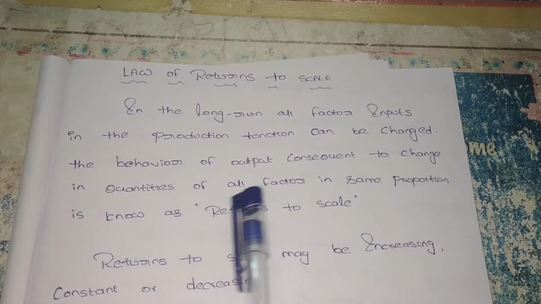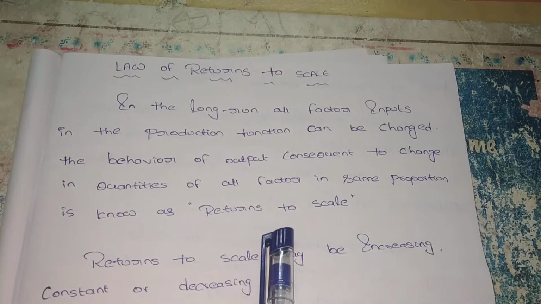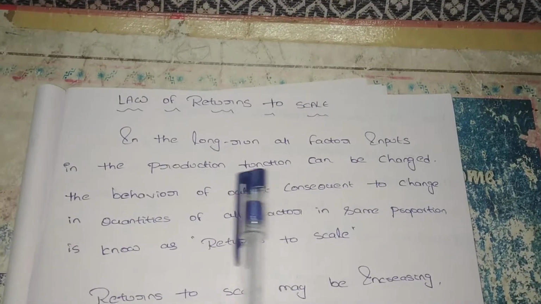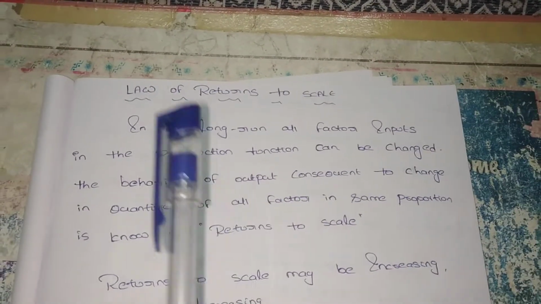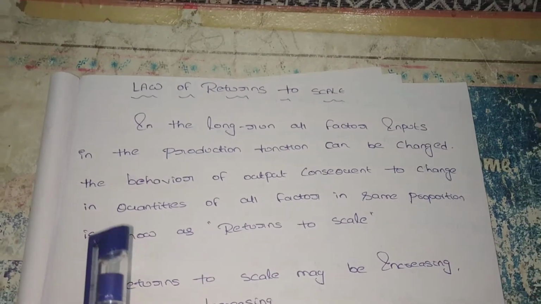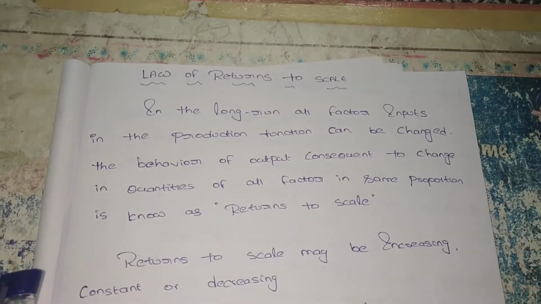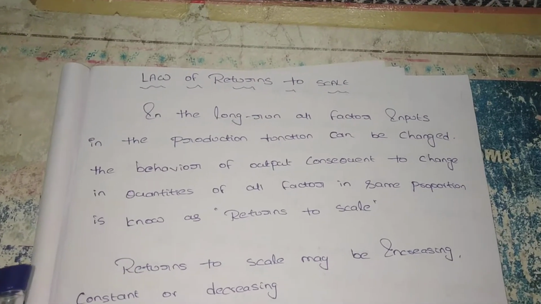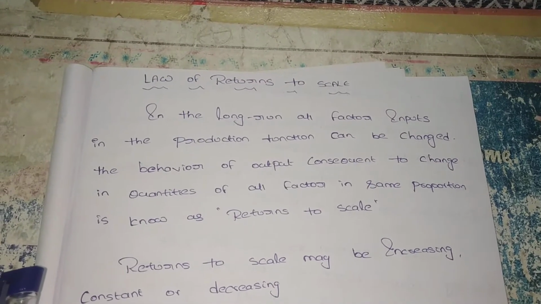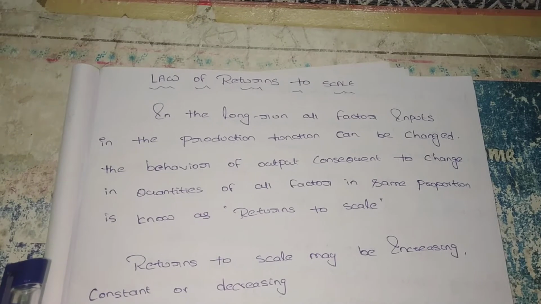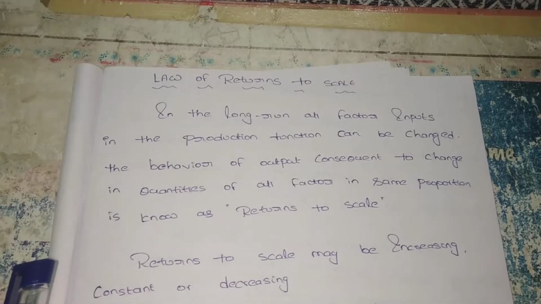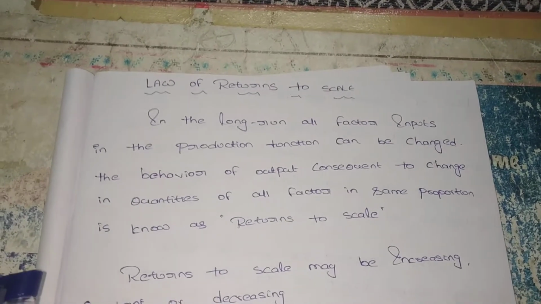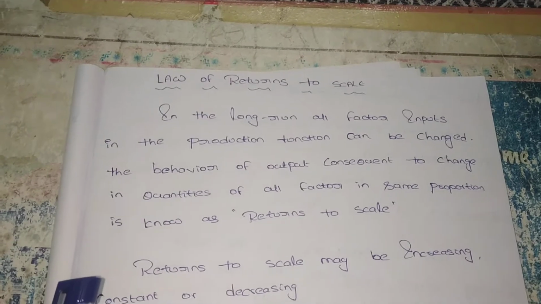The change in quantities of all factors in the same proportion is known as returns to scale. Again, see here. In the long run, all factor inputs in the production function can be changed. There is no fixed factor, because in the long run we consider five years, and up to five years everything will change. Even buildings or factory rent change. So we can say in the long run all inputs are variable. There is no fixed input.